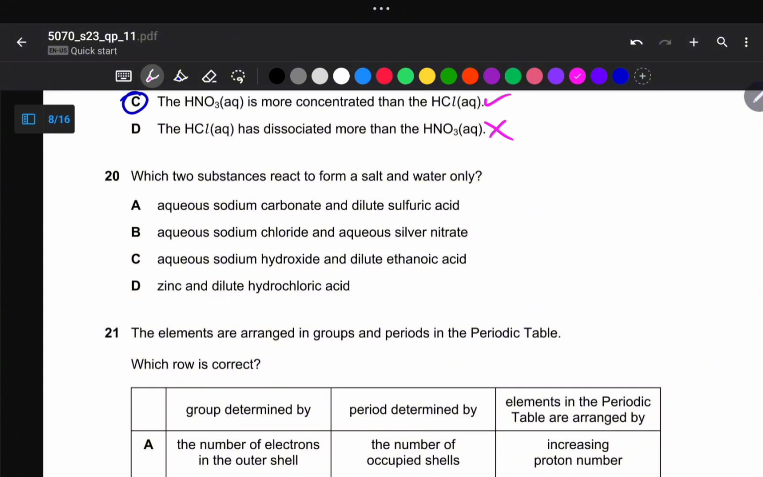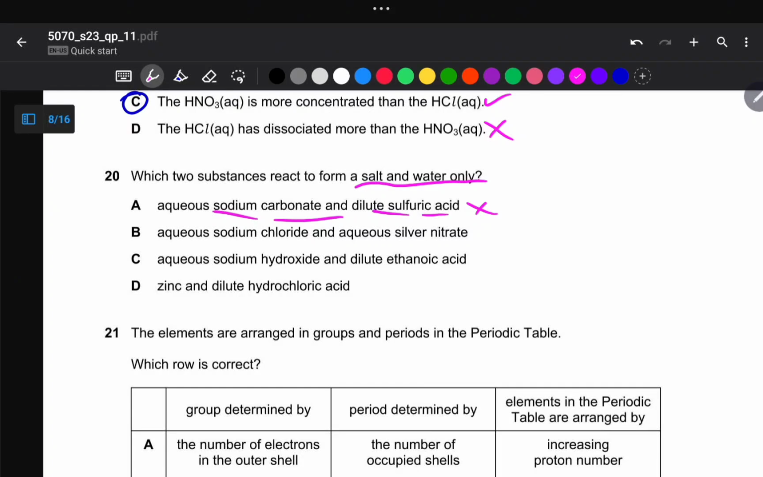So we now move on to question number 20, which says which two substances react to form salt and water only. So this is the neutralization reaction. It takes place between an acid and a base. So we just need to pick where there is an acid and a base, right? Aqueous sodium carbonate and dilute sulfuric acid, this is false. Why? Because the reaction produces salt, water, and carbon dioxide. So there is effervescence of carbon dioxide, which is tested using lime water, right? You need to know the confirmatory test for carbon dioxide. So this becomes false.